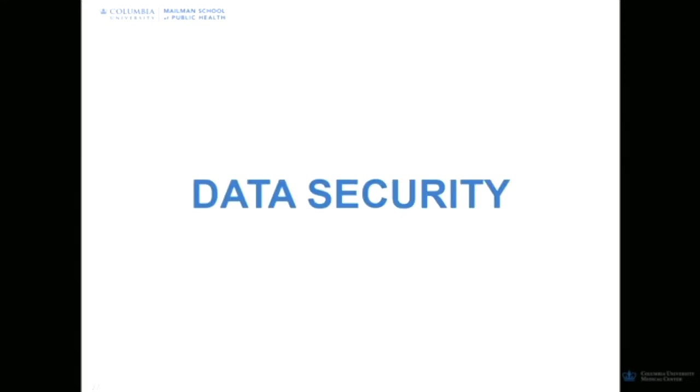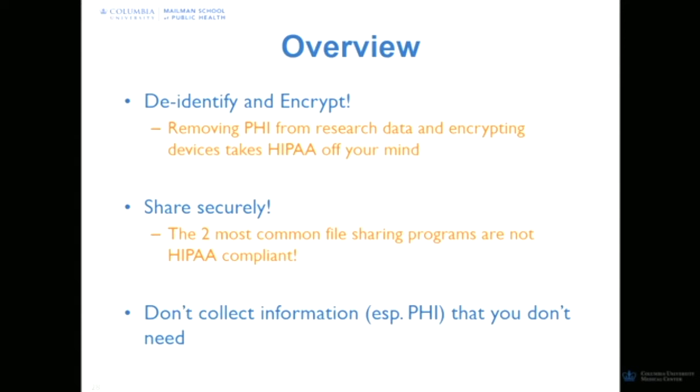Okay, so then data security. A lot of people get concerned. They want to make sure that they're storing things in a way that's HIPAA compliant. And there are a couple of key concepts in making sure you do this. So the first is to de-identify your data and encrypt your devices. So if you remove PHI from your research data and you encrypt your devices, you can take HIPAA off your mind and feel pretty confident that you're going to be compliant.